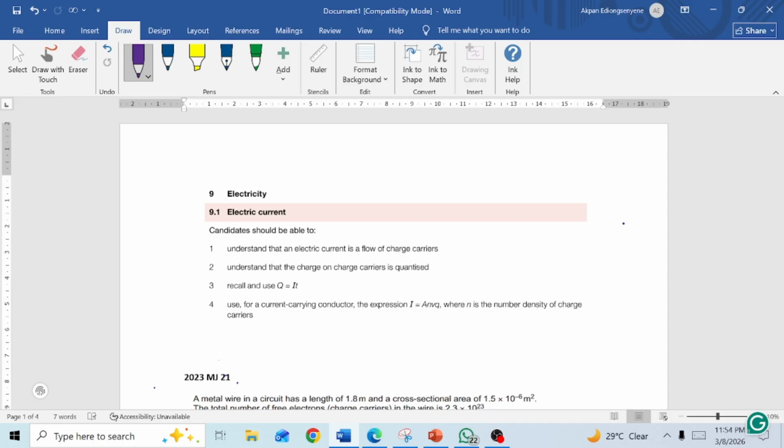So we want to look at electricity by itself. I'll explain what is meant by quantized. I'll explain the use of Q equal to IT, and especially I equal to nAvq. This is something that is very difficult for some students. First, I will take you through the notes. After that, I will answer some past questions with you. Come with me as I take you to the notes.